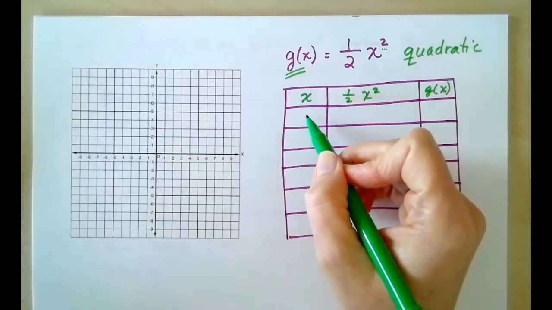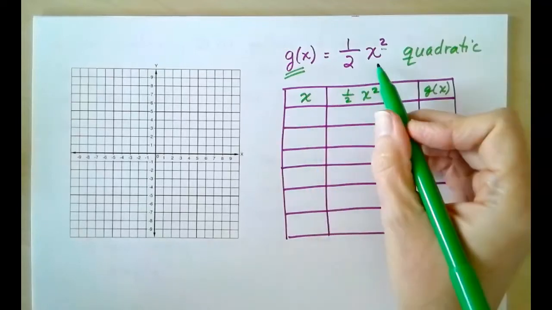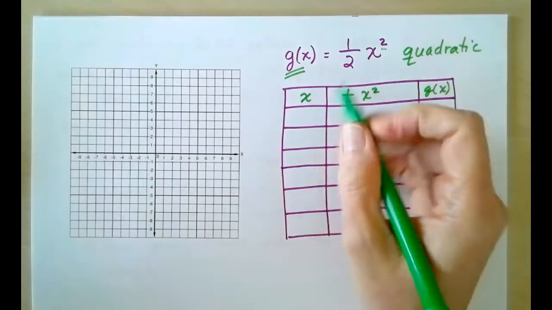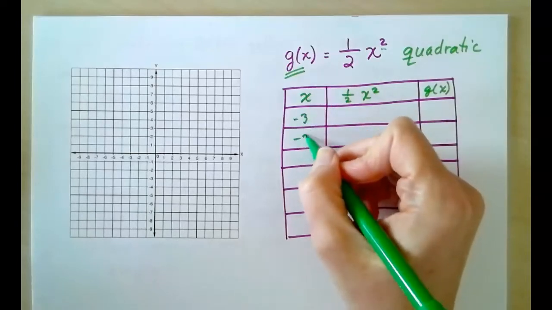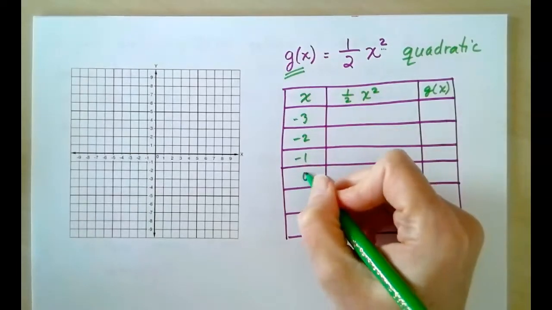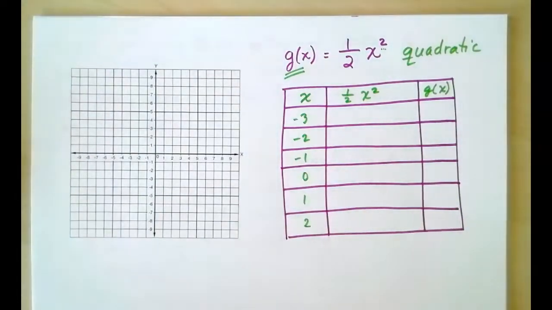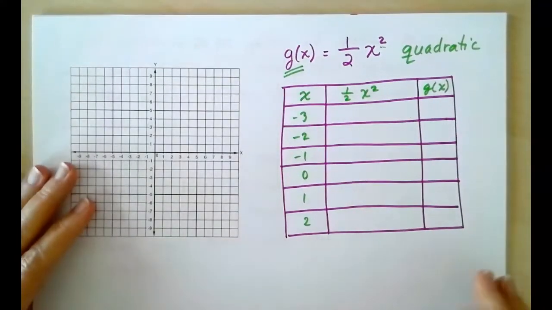If I plug in 10, I square 10, I get 100. That's not helpful. So let's keep our numbers relatively small, and let's plug in some negatives as well. So how about let's go -3, -2, -1, 0, 1, and 2. This will give us good enough information to plot this function on the coordinate plane.